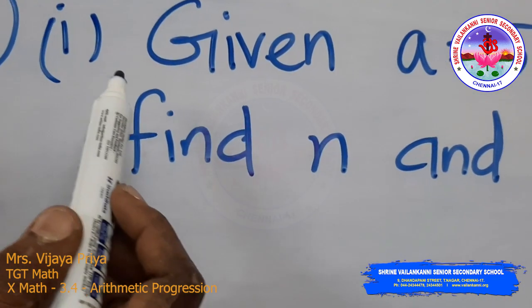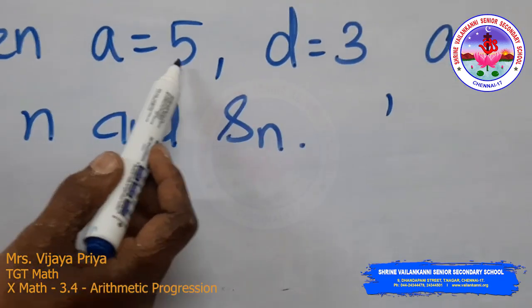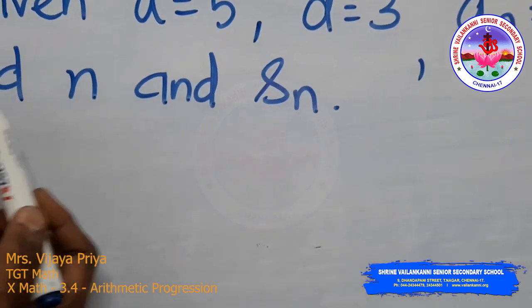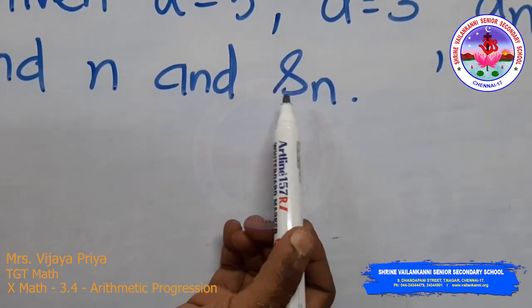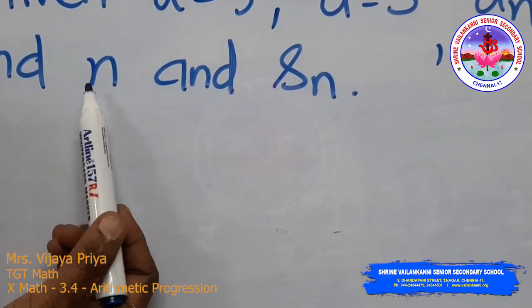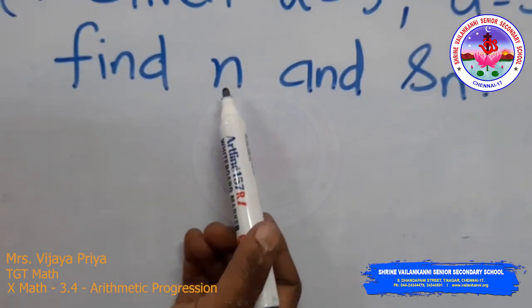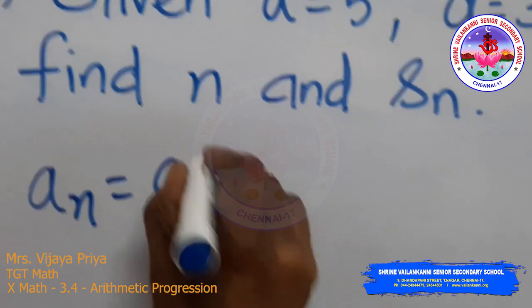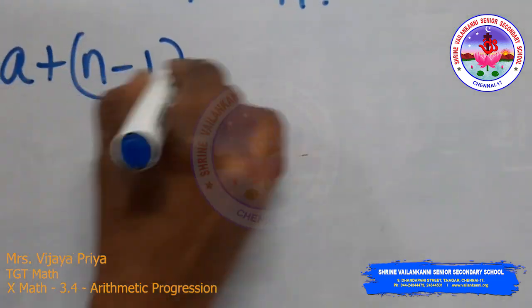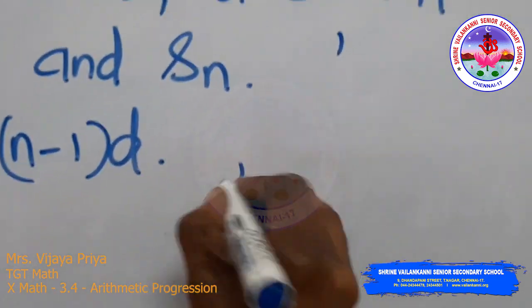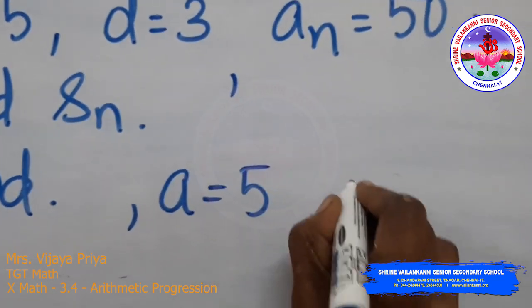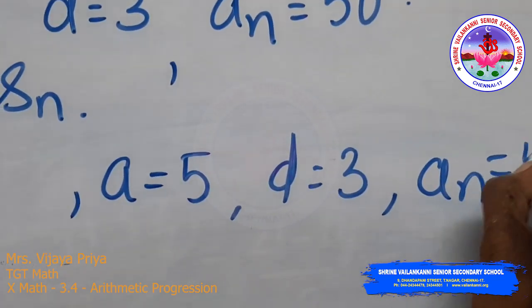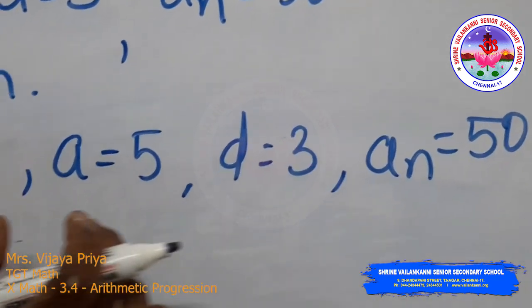Third problem. In an AP, he has given a is equal to 5, d is equal to 3, An is equal to 50. Find n and Sn. So he has not given your n value. So through my An, I have to find out my n. An expansion: a plus n minus 1 into d, where my a is equal to 5, d is equal to 3 and my An is equal to 50. I am going to substitute those values here.